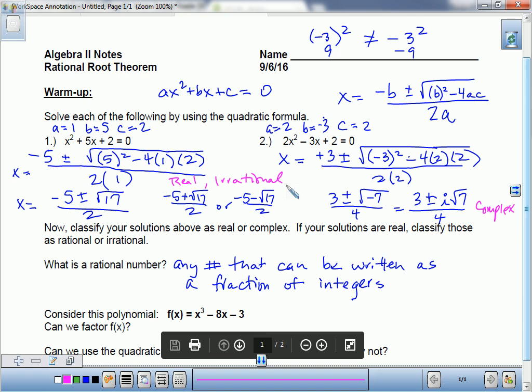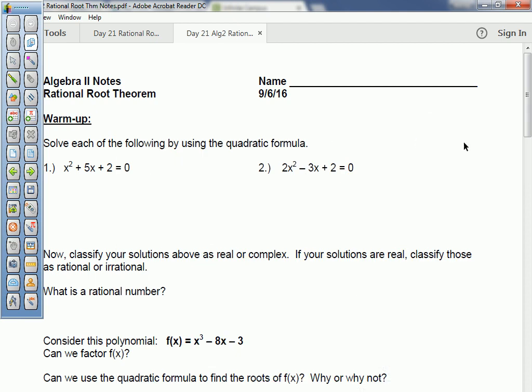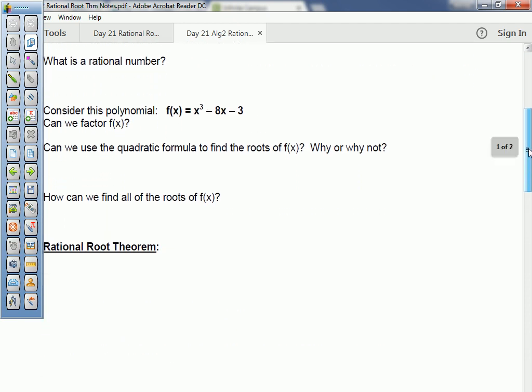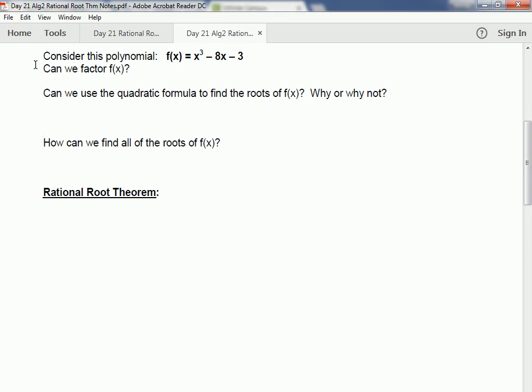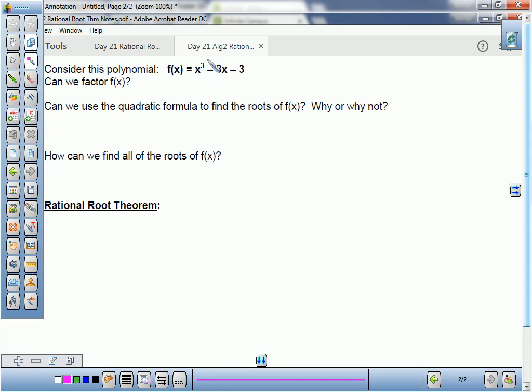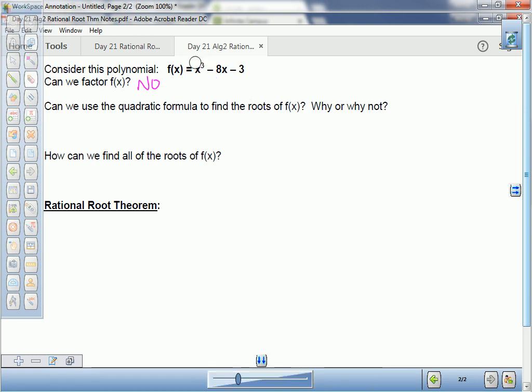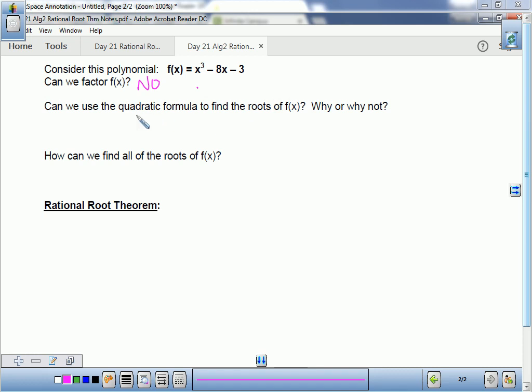Okay, let's take a look at where we're headed with this. What are we learning today and how is it going to be helpful? All right, so we have another polynomial function. This is a cubic. Can you factor this cubic? No, I can't. Can we use the quadratic formula to find the roots of this? No, it is a cubic. What kind of function can we use the quadratic formula for? A quadratic function. So we can't use quadratic. No.